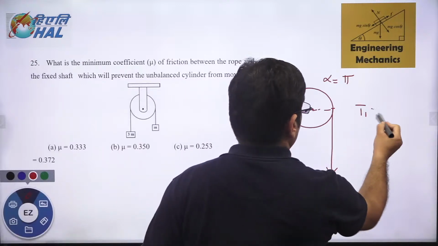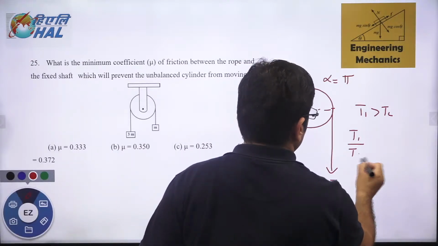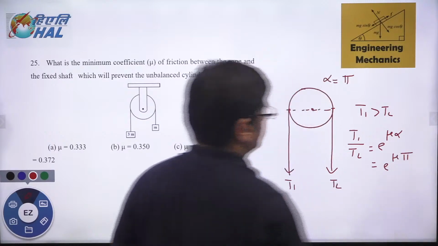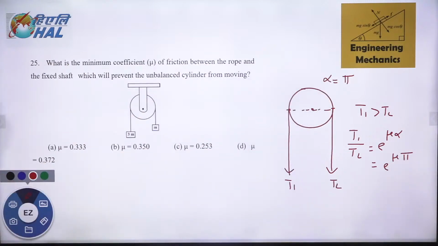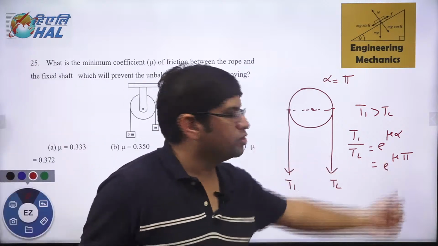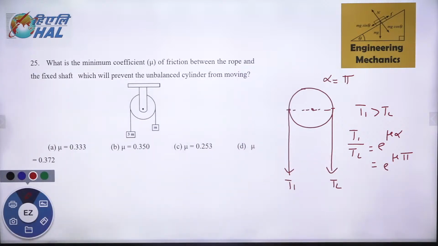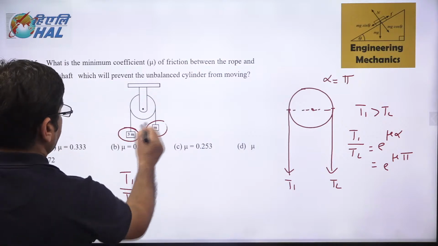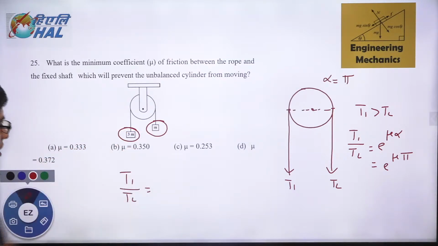If T1 is more than T2, so we said T1 by T2 is e raised to power mu alpha, and that alpha is nothing but the included angle, which in this case is pi radian. Okay, so this T1 by T2 will be equal to e raised to power mu into pi. T1, T2 are tensions, right, which is given to us. So T1 by T2, as given in the diagram, 3m and m. Mass is given 3m and m. This comes out to be 3. Right, that value is coming out to be 3.